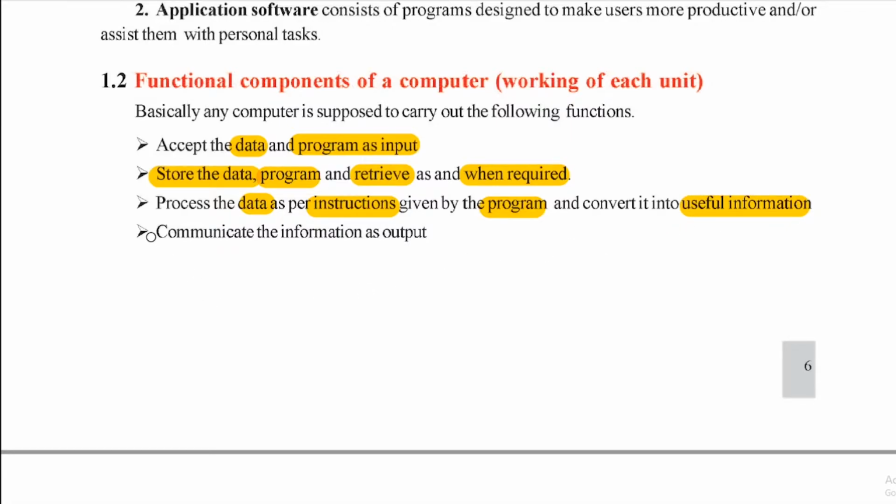Next is to communicate the information as an output. That's the final result, which has to be communicated. So it accepts data and instructions, that is the program, as an input, stores the data and program both, and retrieves them as and when required. It processes the data as per the instructions given by the program and converts it into useful information. Then it communicates the information as an output. So these are the typical functions or operations performed in order to use computers.